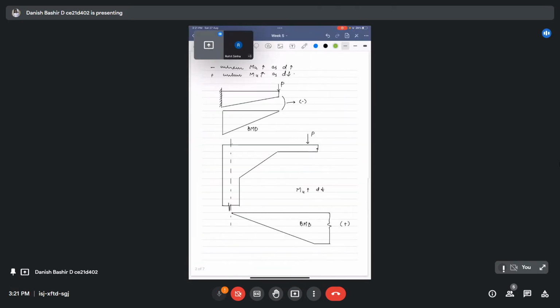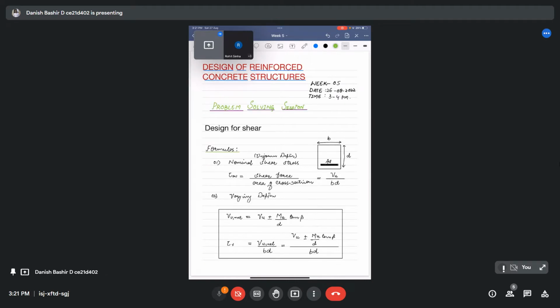So we will come to the basic formulas that we will employ in solving our design problem.